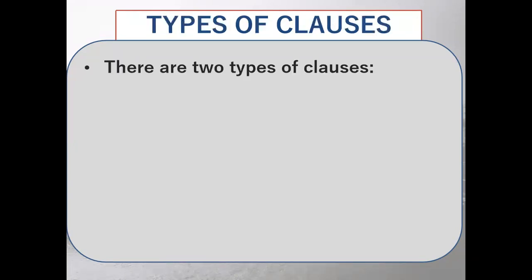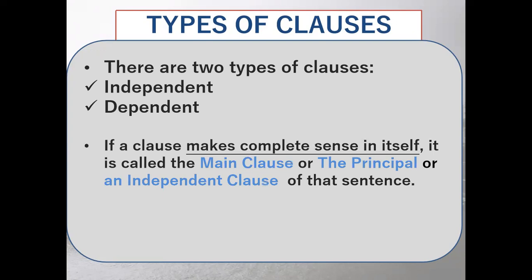Types of clauses. There are two types of clauses, independent and dependent. When we talk about an independent clause, it is all about a clause that makes complete sense in itself. It is called the main clause, the principal clause, or an independent clause of that sentence. Independent clauses can stand alone, and they don't require some other clause to depend upon.